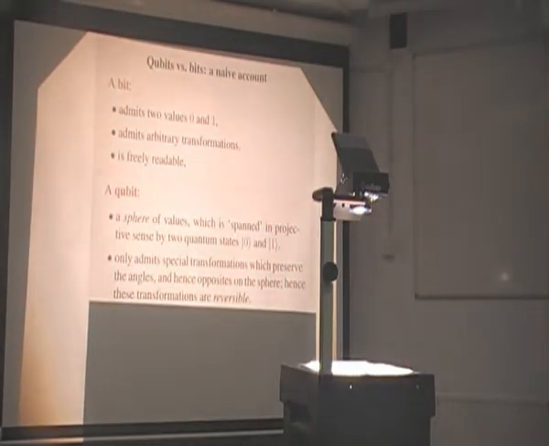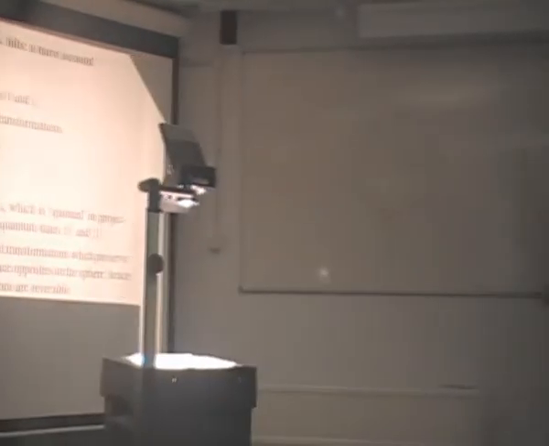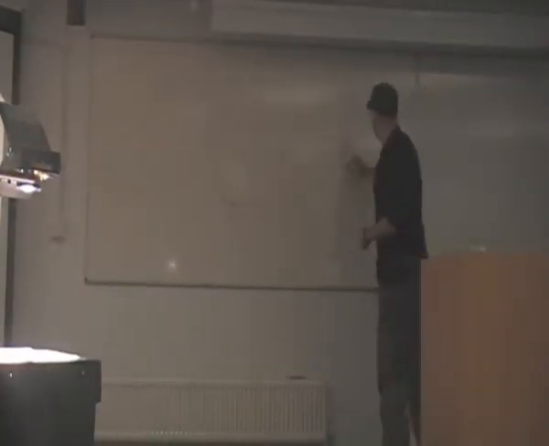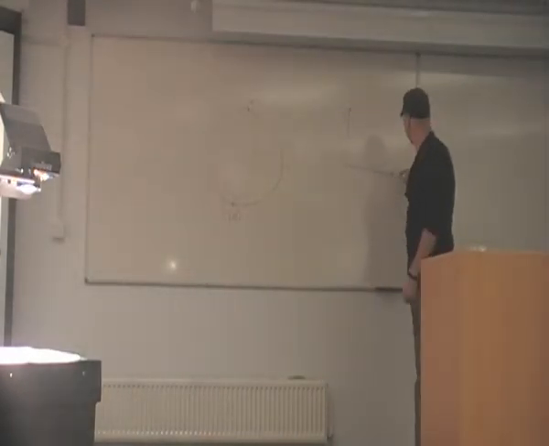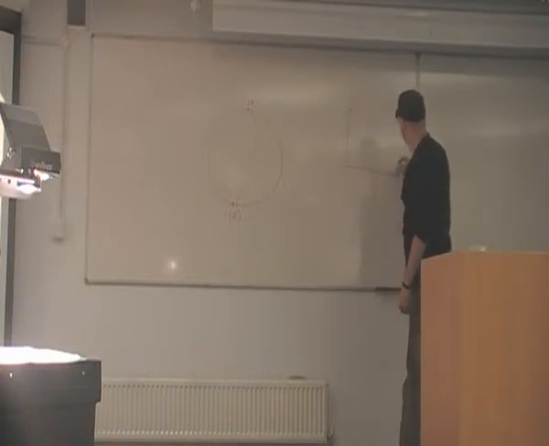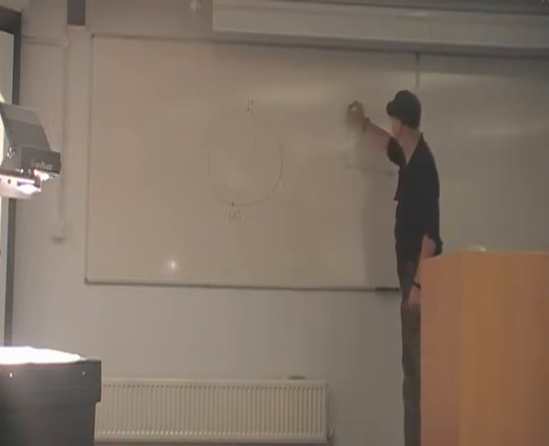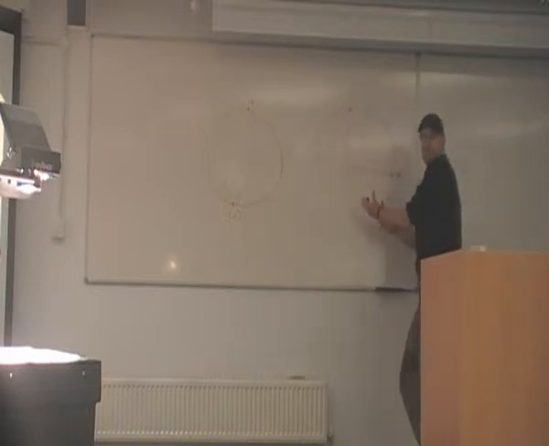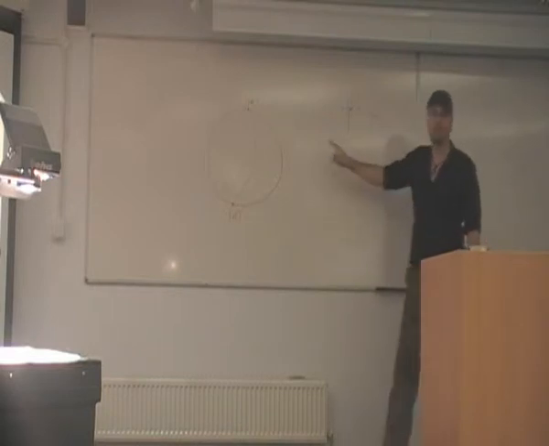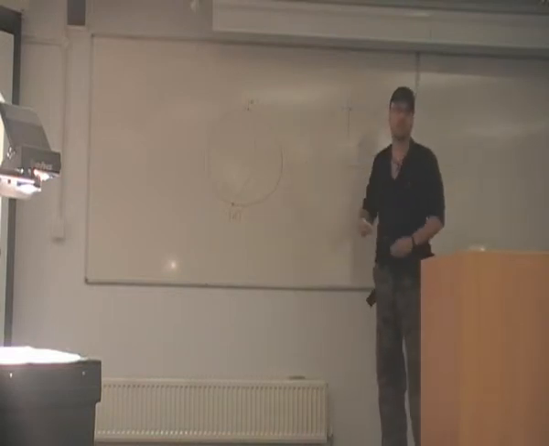It only admits special transformations which preserve the angles, and on the sphere, this means the opposites, because opposite on the sphere means orthogonal in Hilbert space. You can easily see this in two-dimensional Hilbert space. So you've got 0 here, a 1 there. You start rotating, you're discovering new points. But once you're here, you're in the same ray. So you close up. Whatever is 90 degrees here comes 180 degrees there.